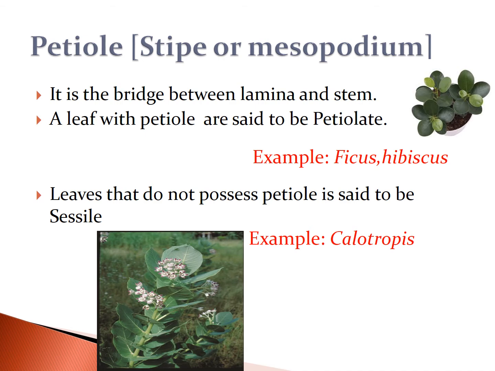For example, ficus, hibiscus. These are examples for petiolate. Look at this picture. This is an example for petiole. This is a ficus. Then leaves that do not possess a petiole are said to be sessile. That is an example for calotropis. Look at this picture. That is a calotropis.